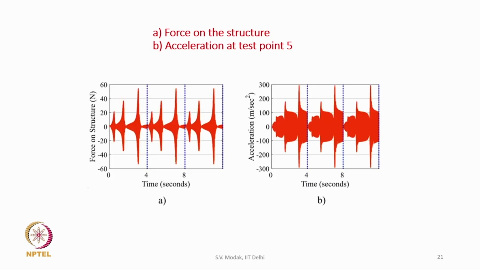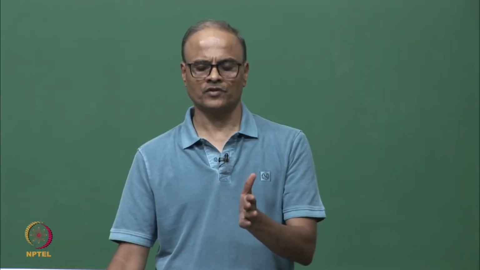On the left hand side what we see is the force on the structure, and 3 blocks of data are shown. Let us focus our attention on the first block of data, which is 4 seconds long, and we observe that the force is fluctuating. When the frequency is swept from 0 to 400 hertz, it passes through the resonant frequencies of the structure, and we know that when the frequency coincides with the resonant frequency of the structure, there is force dropout. That is why we see that the force drops at certain instants of time. These are the times when the frequency is passing through the resonant frequencies of the structure.